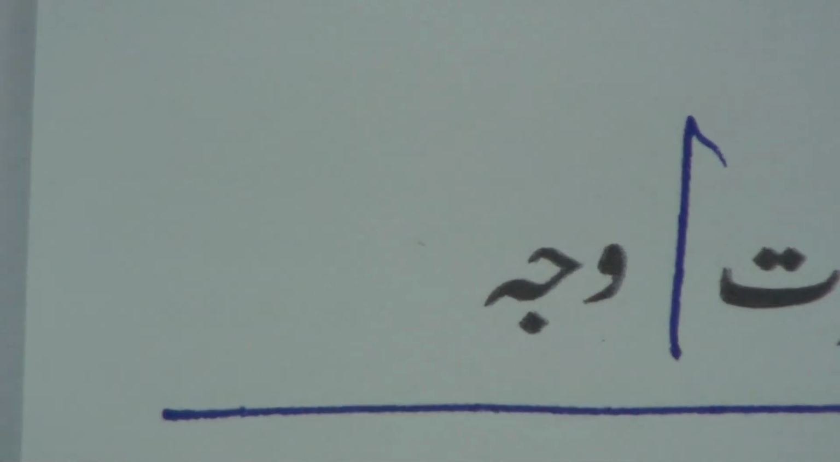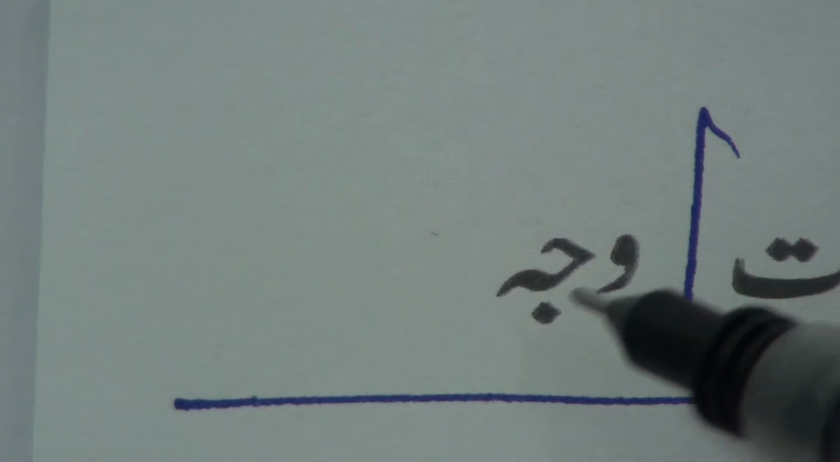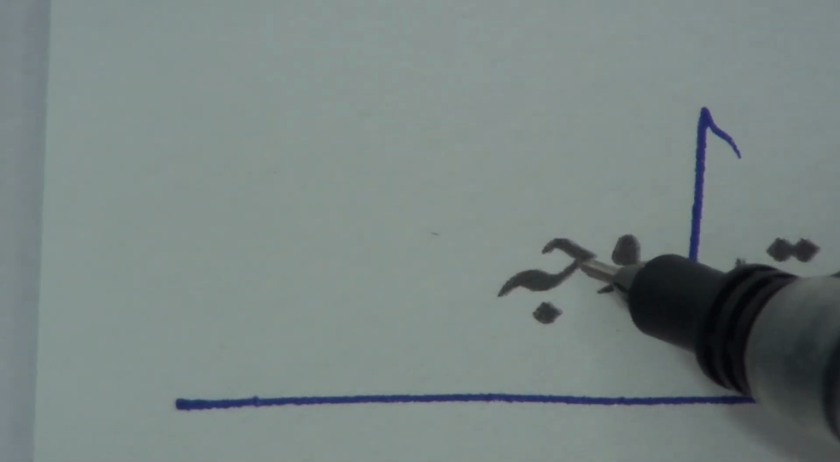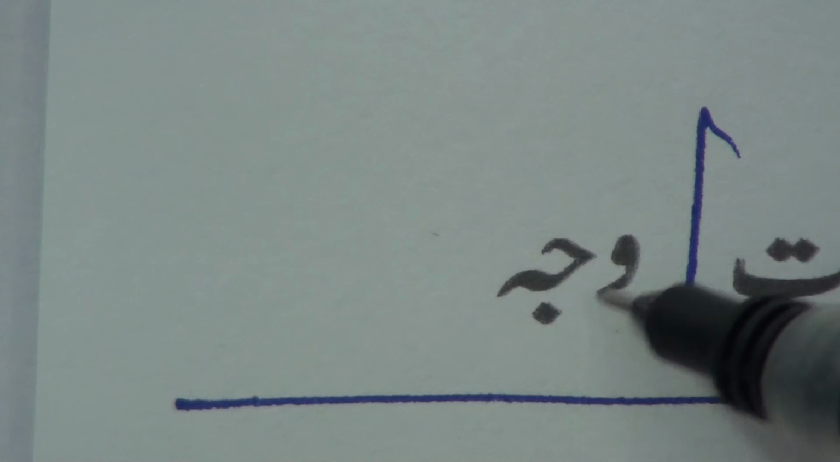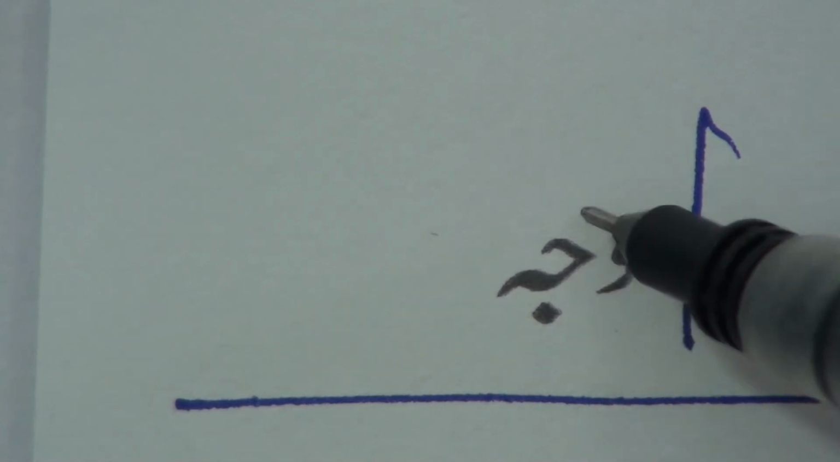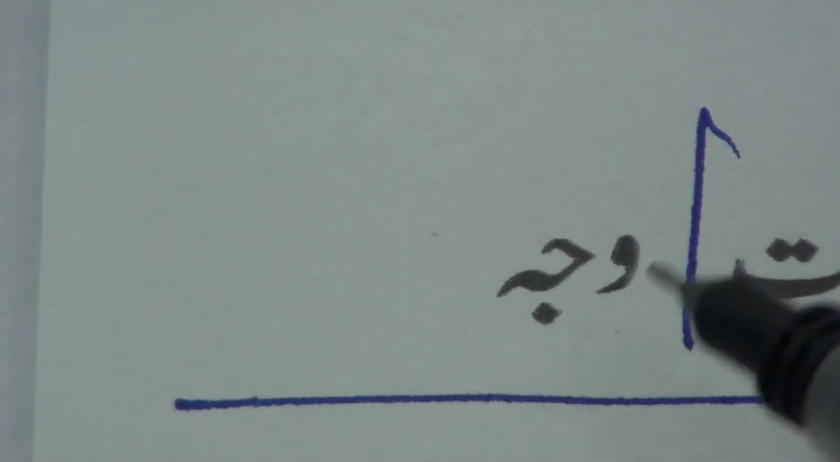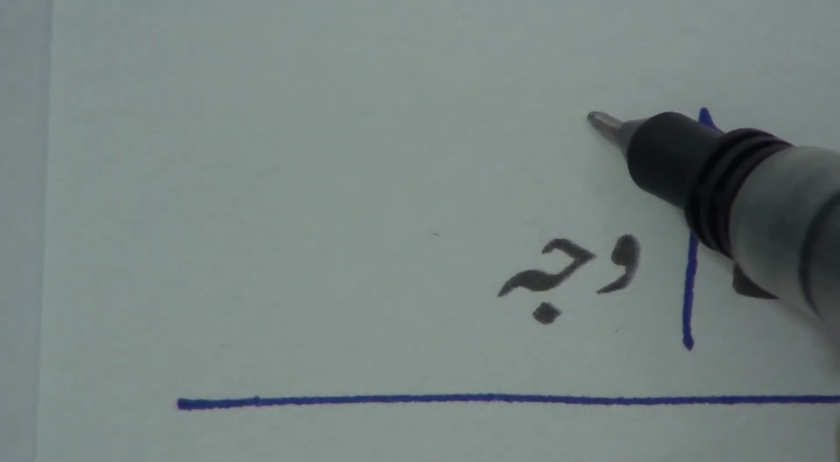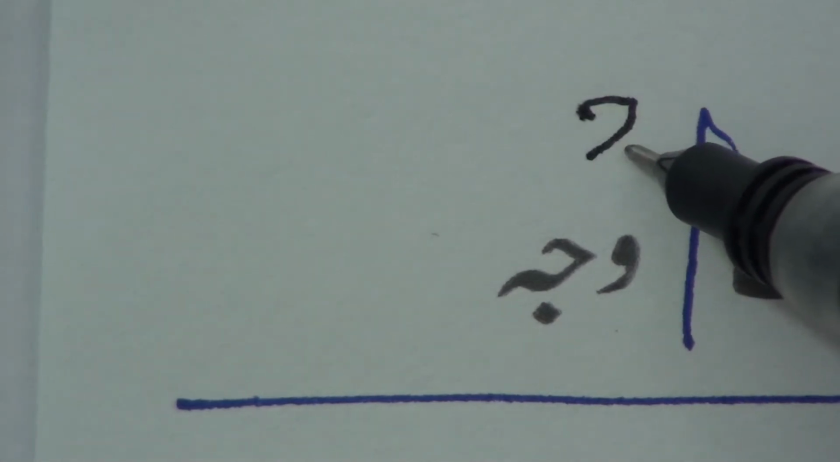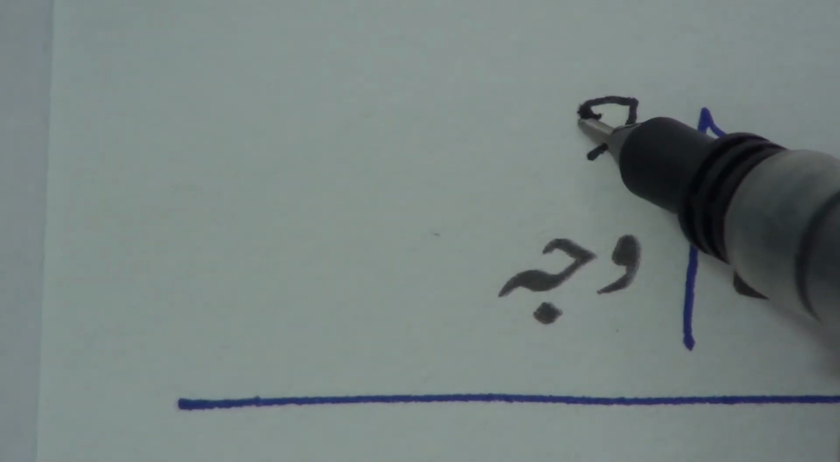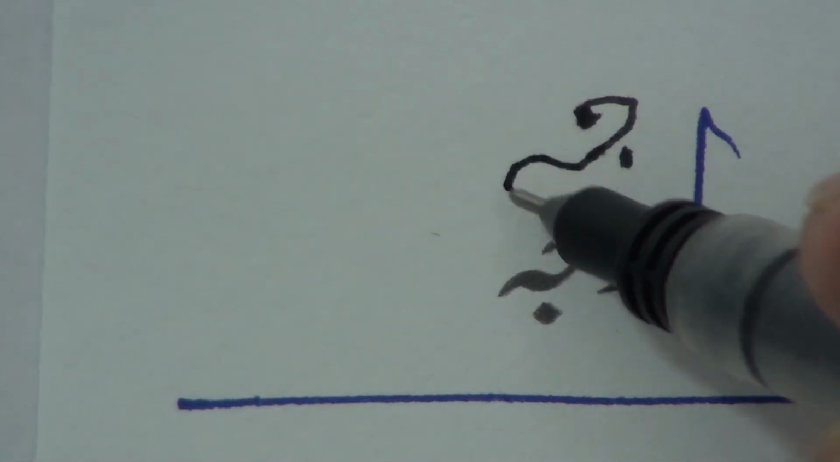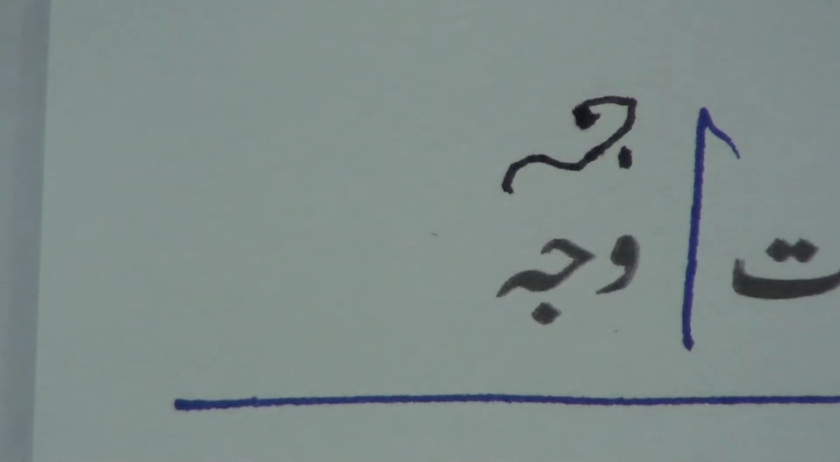Wajh. Vav, jeem, he, wajh. This dot represents jeem. Vav, jeem, and this is he. This is jeem, and then is he. Wajh means cause, reason.